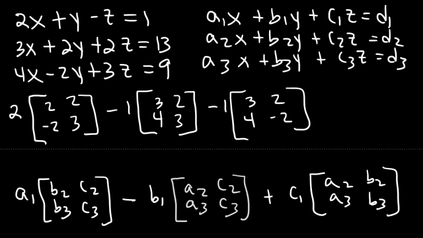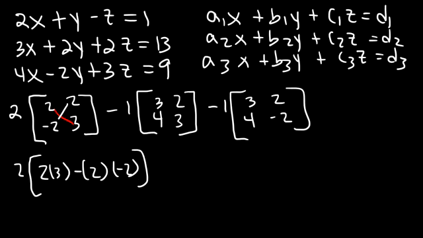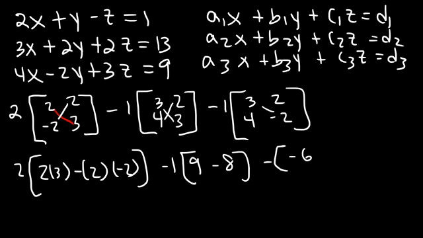So now let's find the determinant of each 2 by 2 matrix. So it's going to be 2 times 3, and then minus 2 times negative 2. And we still have a 2 in front of that. This is going to be 3 times 3, which is 9, minus 2 times 4, which is 8. And this is going to be 3 times negative 2, which is negative 6, minus 2 times 4, which is 8.